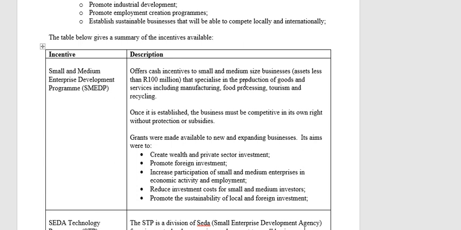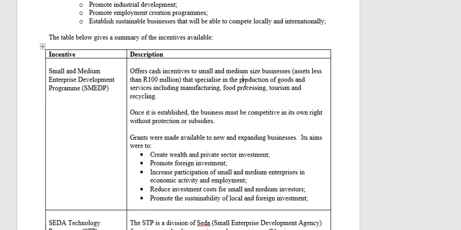This basically is a cash incentive that is given to small and medium-sized businesses, okay, and to qualify, the total value of your assets has to be less than 100 million rand. Okay, that is what it means, small and medium-sized business. The assets must be worth less than 100 million rand. Okay, but it is a cash incentive that is given to small and medium-sized businesses that specialize in the production of goods and services, including manufacturing, food processing, tourism, and recycling. So specific industries that these incentives are going to be given to.